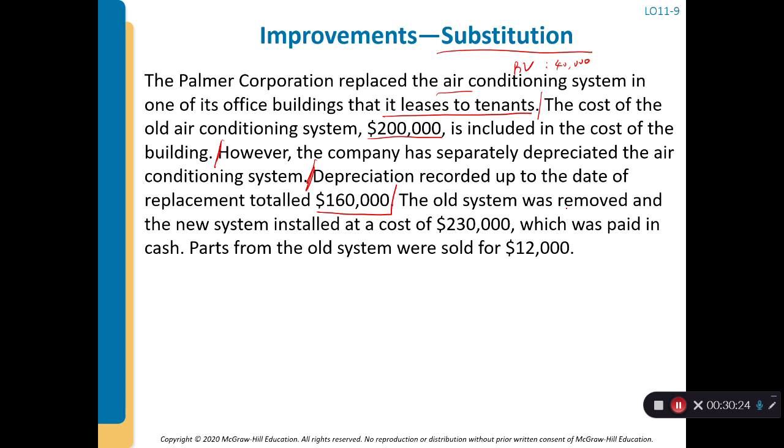And then the old system was removed and a new system installed at a cost of $230,000, which is paid in cash. Part of the old system was sold for $120,000. So in terms of substitution, we want to first get rid of the old and then second record the new, right? So how do we record it?